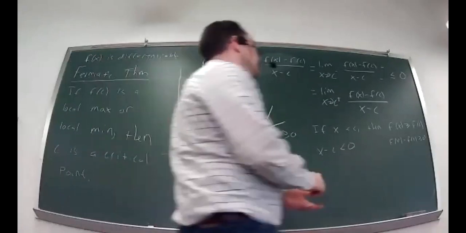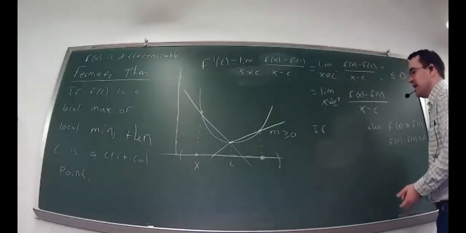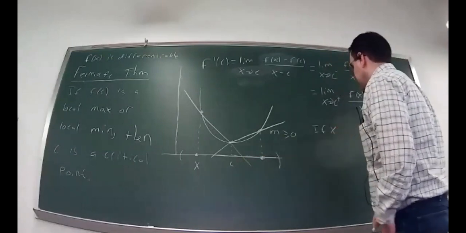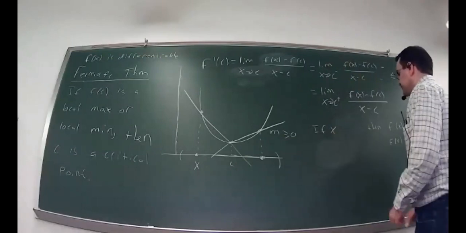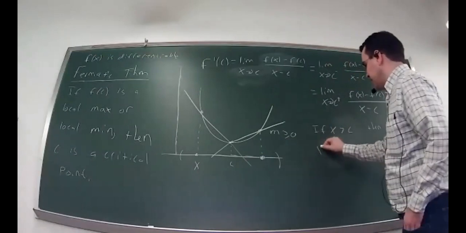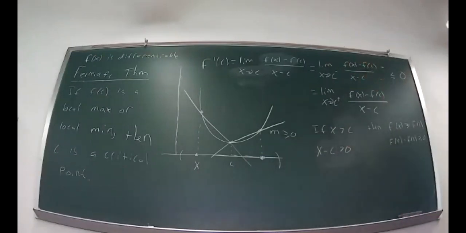Because if you're considering now a value of x that's bigger than C, so if x is bigger than C, then x minus C is bigger than 0. And so now you'll have something that's bigger than or equal to 0 divided by something that's bigger than 0, and this will be bigger than or equal to 0.